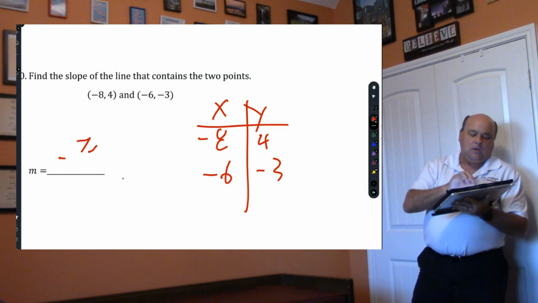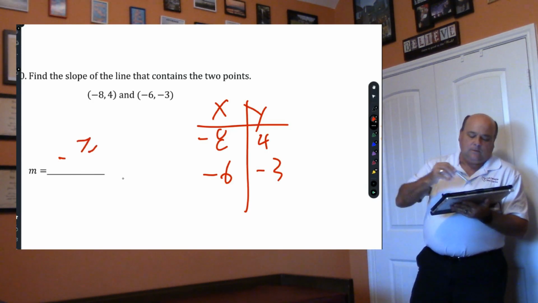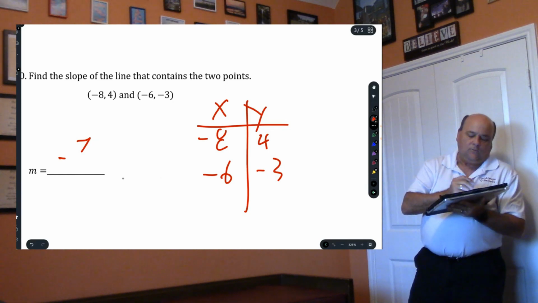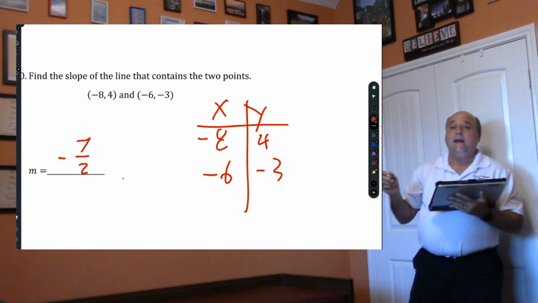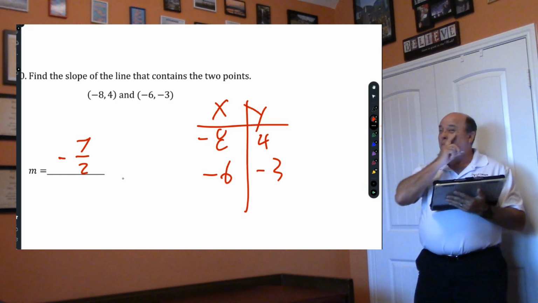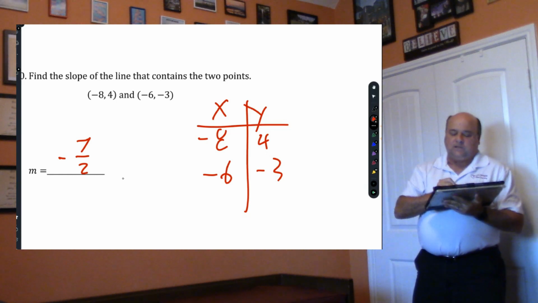Negative 7 over 2. Or negative 3.5 if they give you a decimal. It probably won't be a decimal. Let's do this by hand.